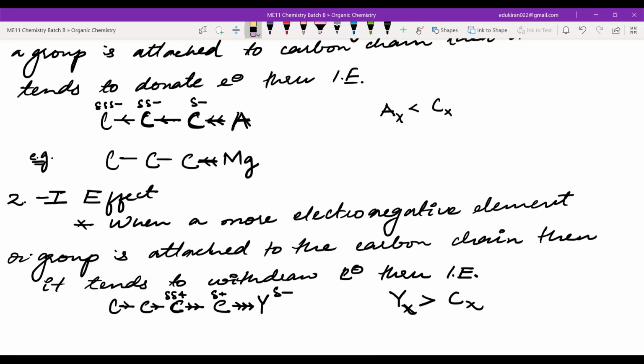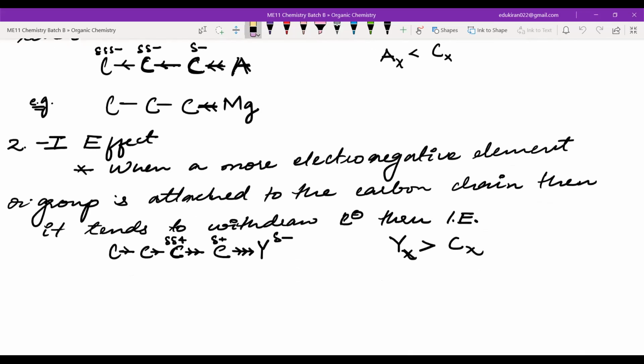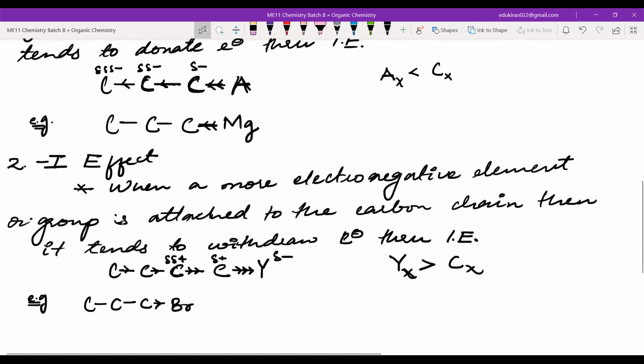Okay. So you can write an example here, but we'll be looking at more while writing the groups. For example, you can write a carbon which is attached to, let us say, a bromine group, right? So bromine is more electronegative, it will be pulling electrons from this carbon atom, okay, from the whole chain. So write this down, let me know if you're done. Then we'll write the plus I groups and minus I groups.